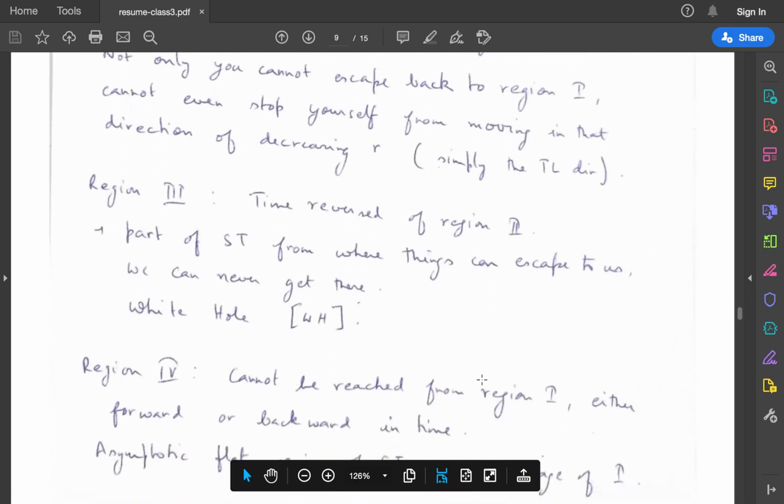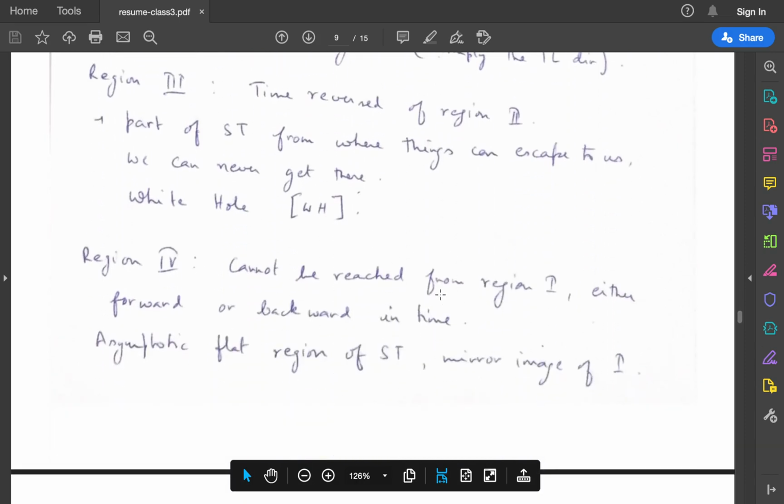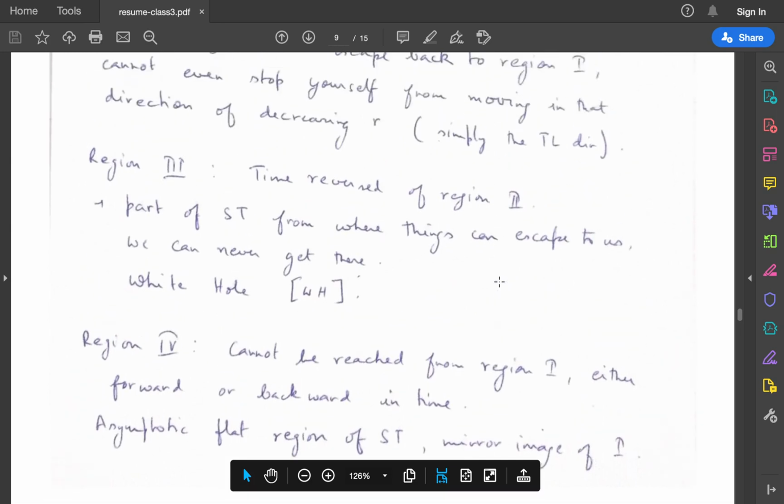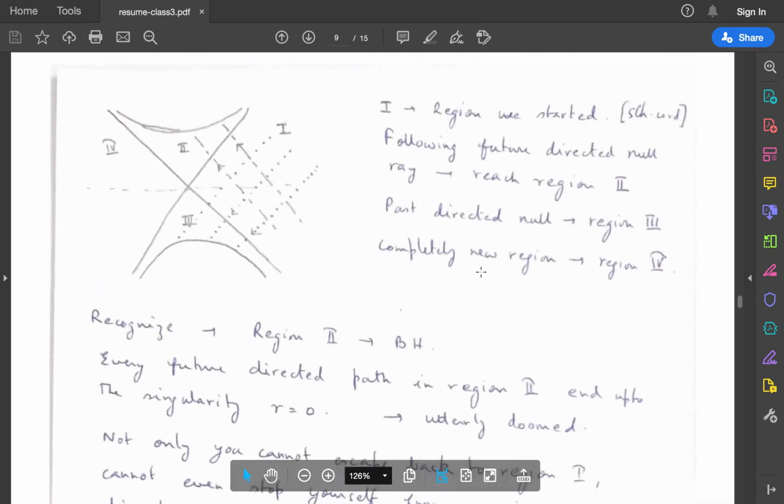Region 4 cannot be reached from region 1. Why can it not be reached? You can easily see that if I am a massless particle, a photon, I can only go here. I can always hit this region in region 2, and I can end in a black hole.